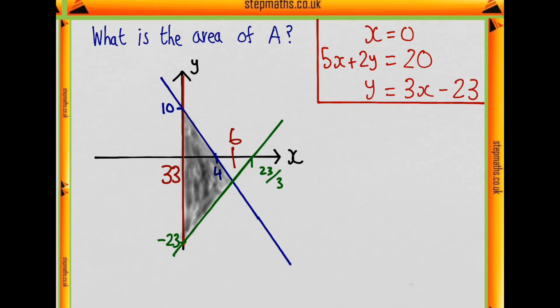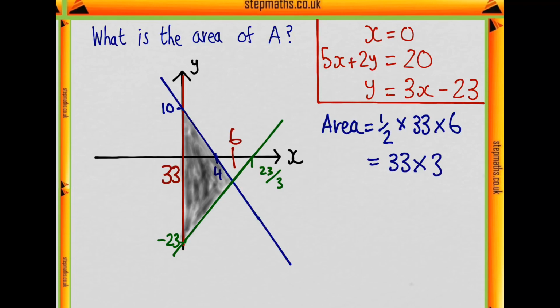So we need a half base times height for this triangle, which is area half times 33 times 6. 6 over 2 is 3, so we'll just do 33 times 3. And that's a calculation that's fairly easy to do in your head. That's 99, which is great news, because that's one of the multiple choice answers. It's actually C. So our answer is C.